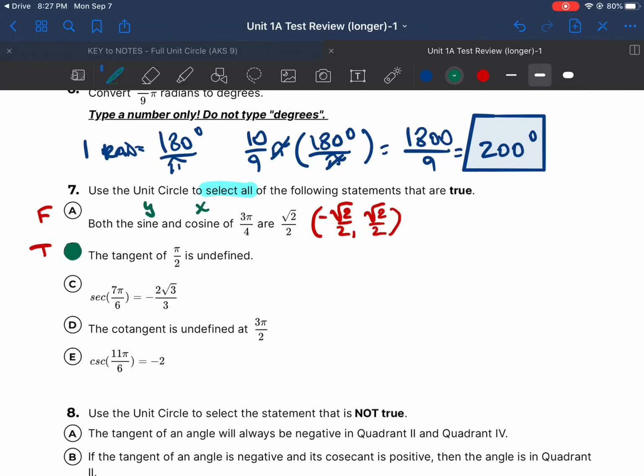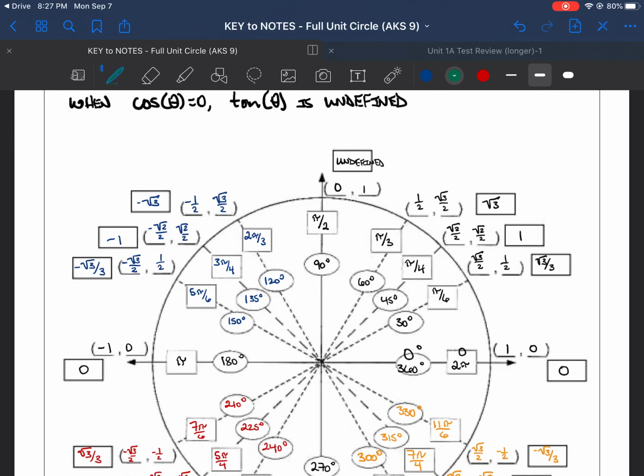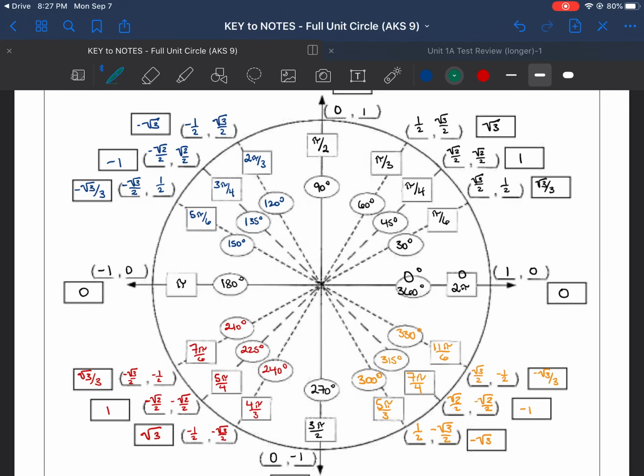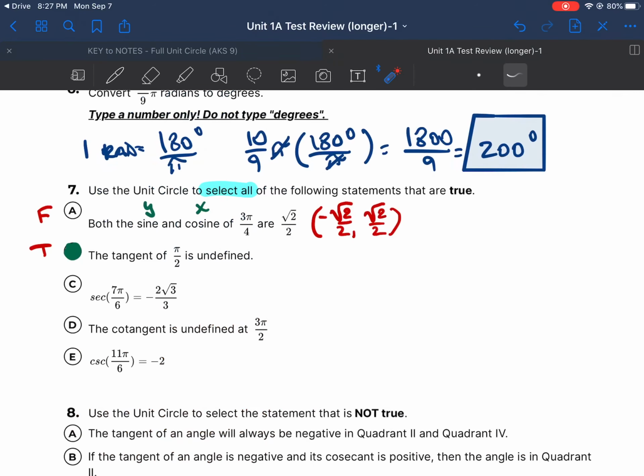So let's continue on to statement C. Statement C says the secant of 7 pi over 6 equals negative 2 square root of 3 divided by 3. Well, let's go look at 7 pi over 6. So 7 pi over 6 we can see is right here. And remember that secant is the reciprocal of the cosine. So I'm going to take the cosine, which is negative square root of 3 over 2, and I'm going to take its reciprocal. So let's do the math over here.